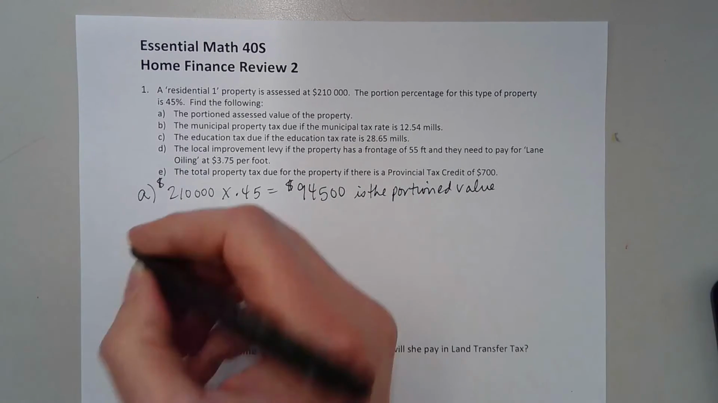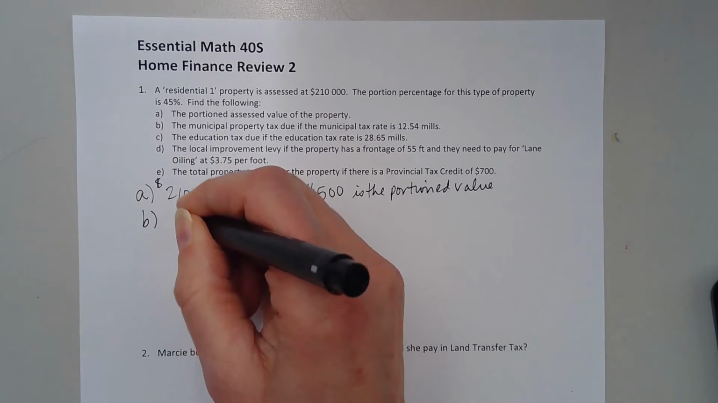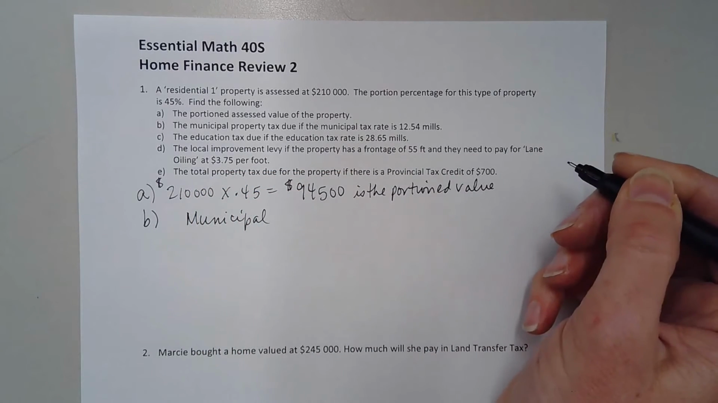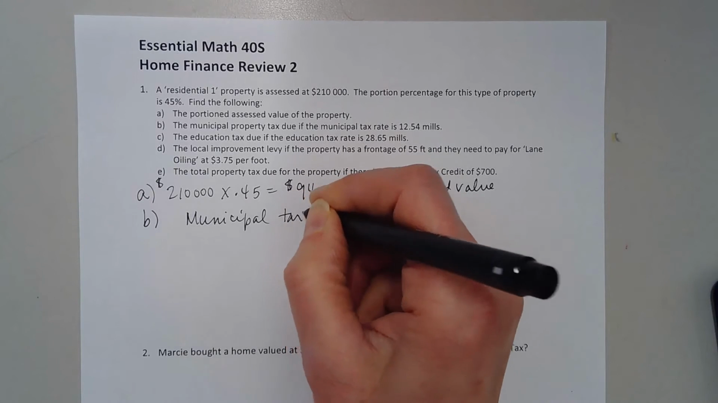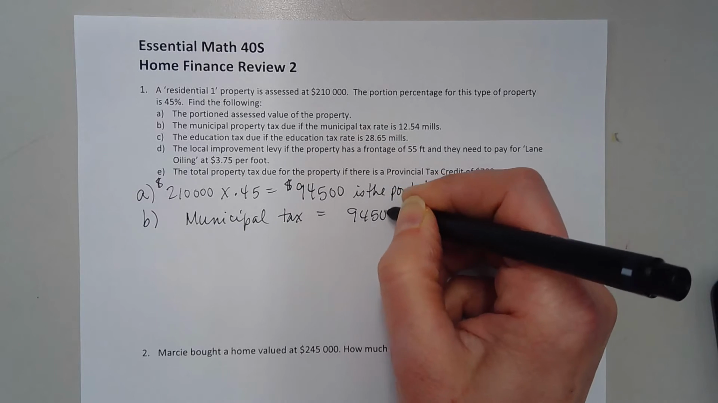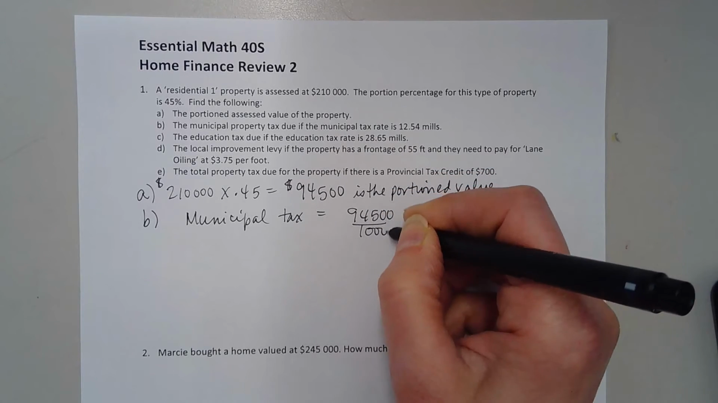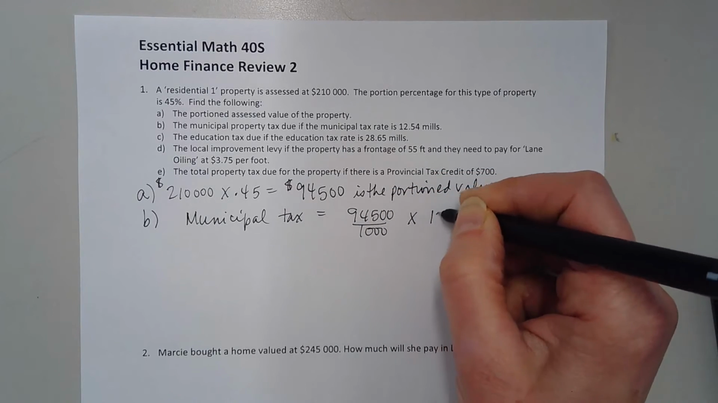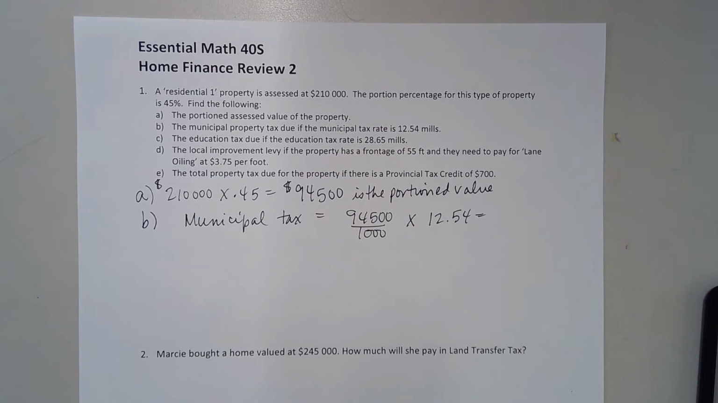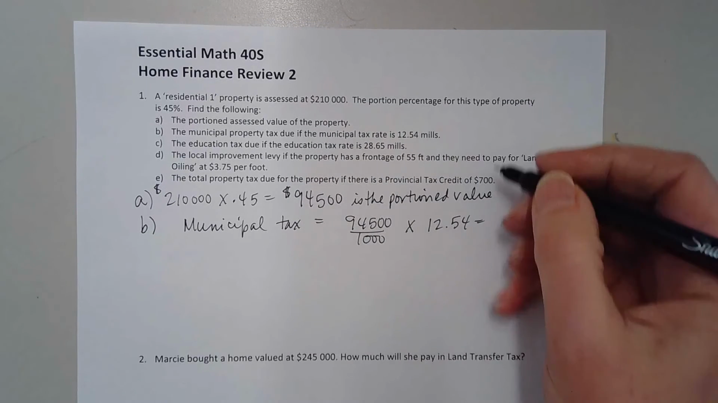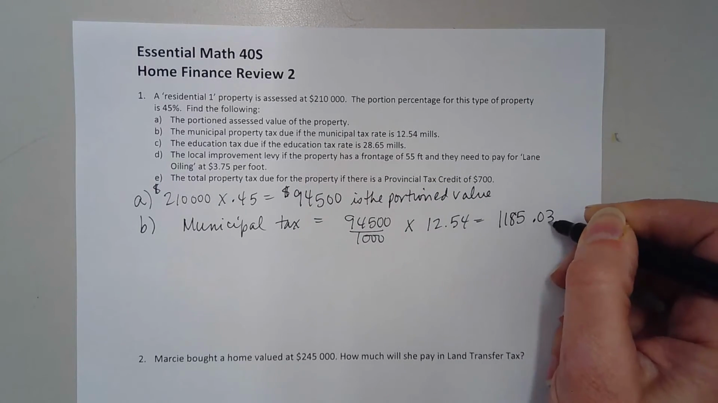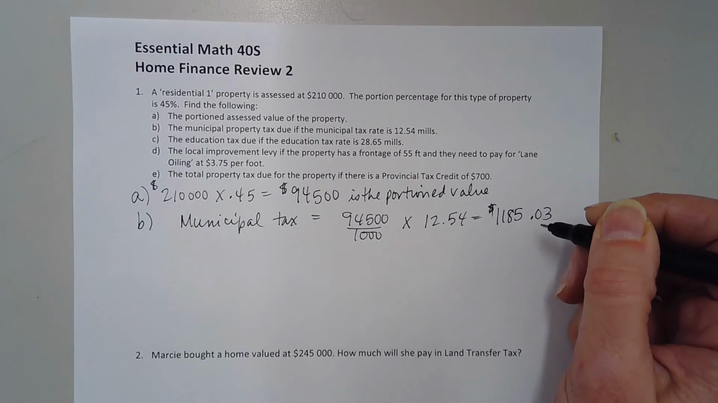Find the municipal property tax if the mill rate is 12.54. So municipal tax equals 94.5 divided by 1,000 times 12.54, and I get a municipal tax of 1185.03. Yeah. Anyone agree with that?